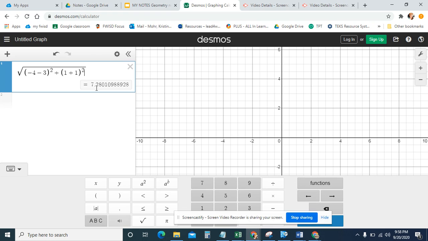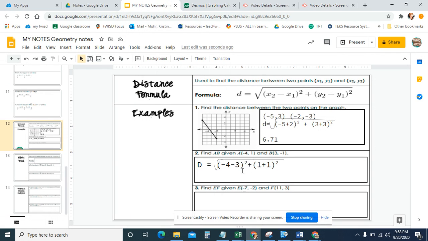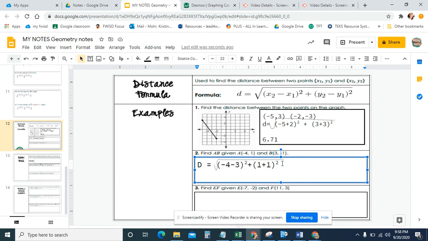So this answer is 7.28. It will not round up because that third number is a 0, which doesn't make it round up. So 7.28, final answer. 7.28 is the distance for that one.